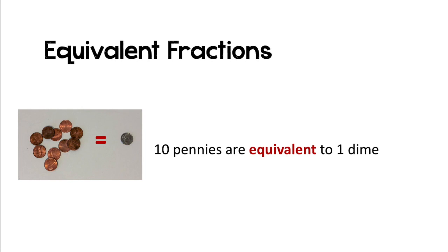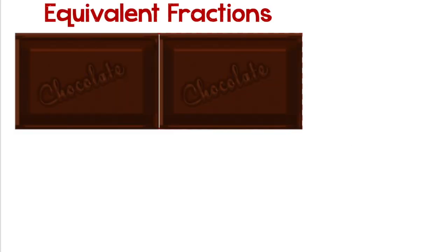Similarly, we know that 10 pennies is the same as 1 dime. It's the same amount of money. So 10 pennies are equivalent to 1 dime. They're both worth 10 cents. Now, when I look at 10 pennies, they don't look like 1 dime, but I know that they both equal 10 cents. Fractions can be the same way. Two fractions can look different, but actually mean the same amount. Let's see how this works.